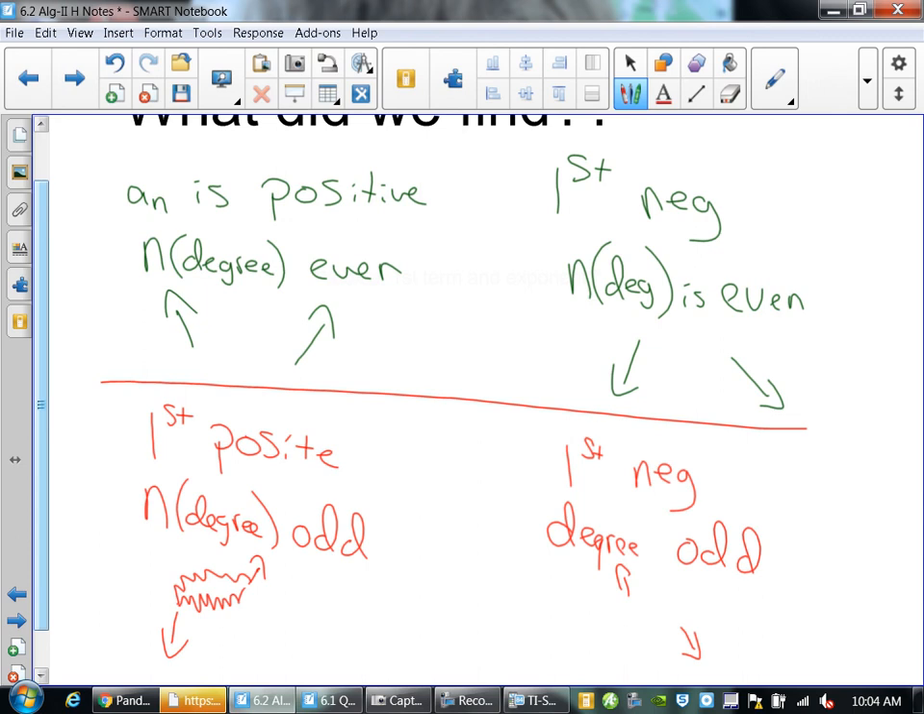Oops, where's all my erasers? I'm sorry. You'll get over it.